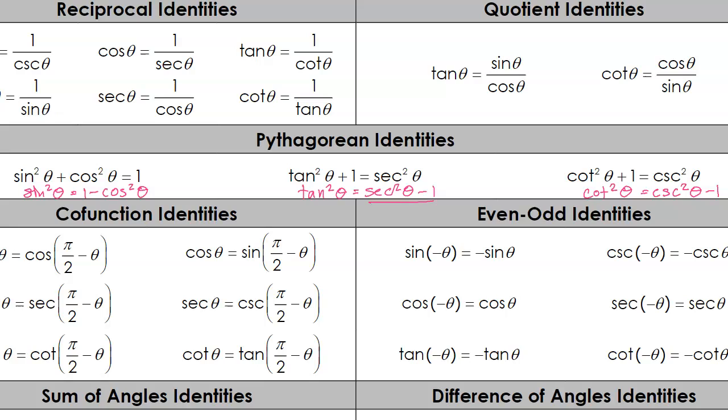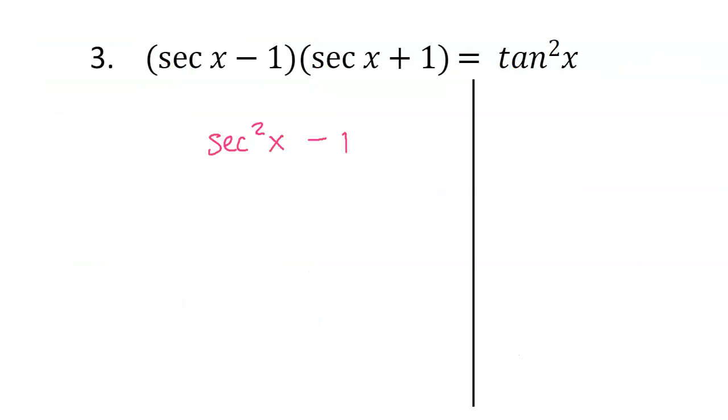Okay. So back over to our problem. We just learned that secant squared of x minus 1 is actually equivalent to what? Tangent squared of x, exactly. Which is exactly what we were trying to end up with. So we're done.